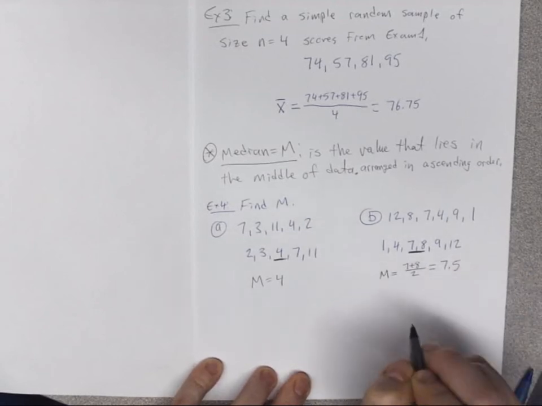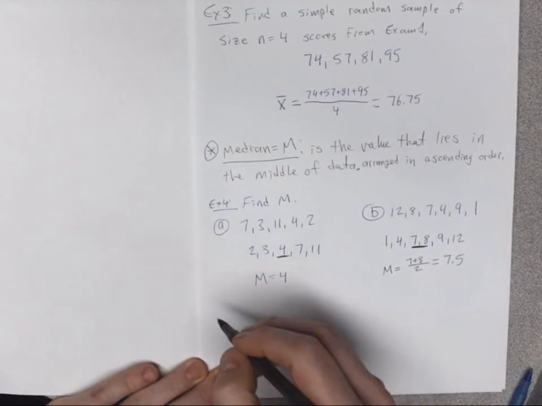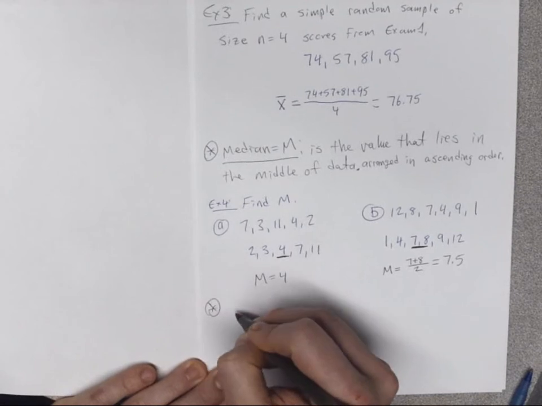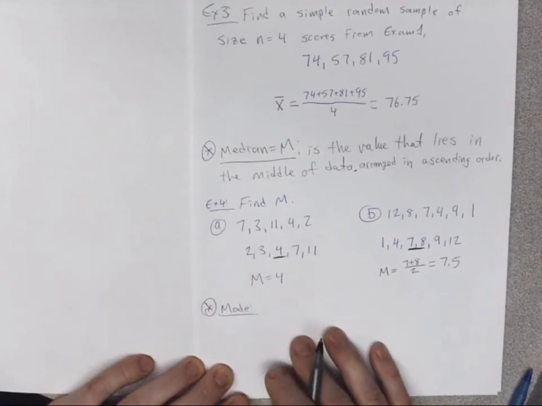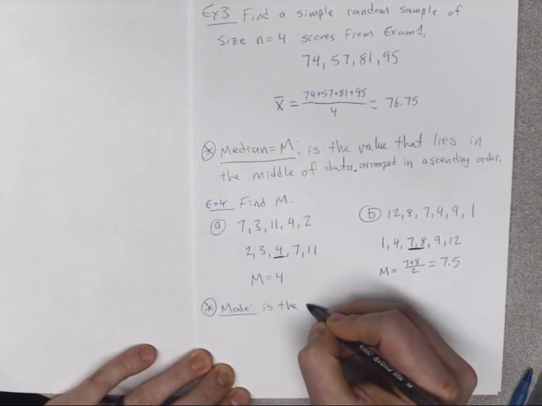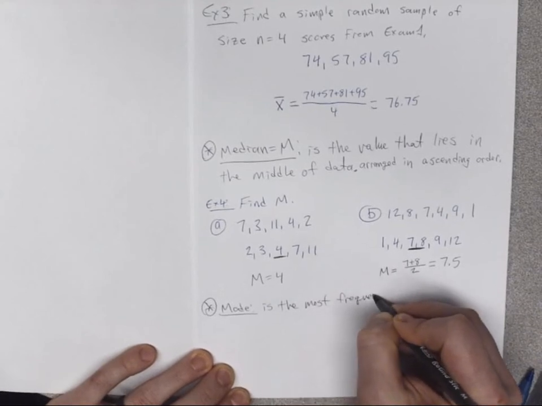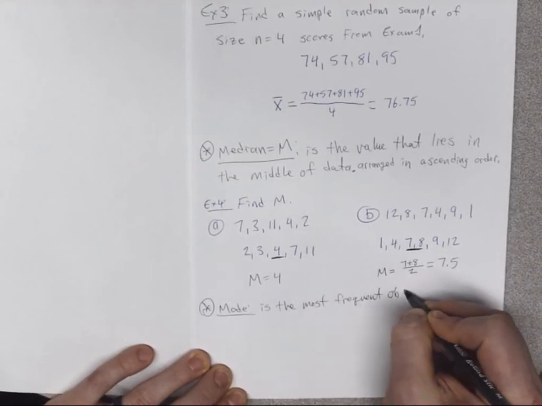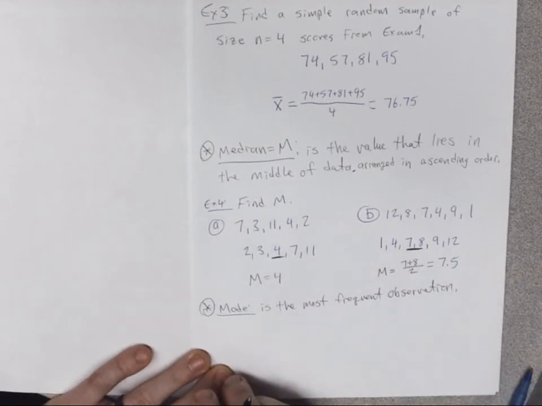And that's how you find the median. And the last thing we want to find is the mode. Mode is the most frequent observation. And the easiest way to do this is just to look at another example.